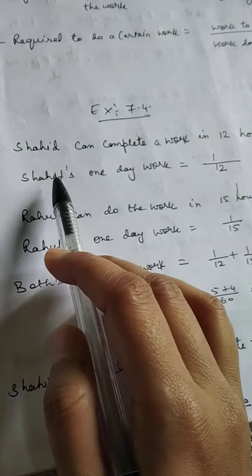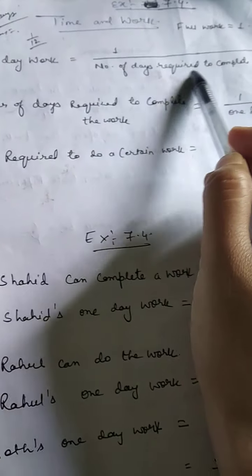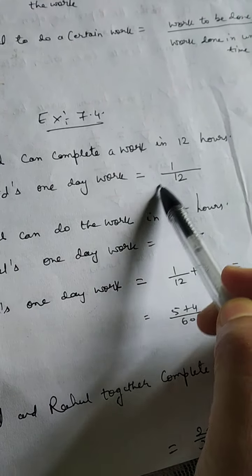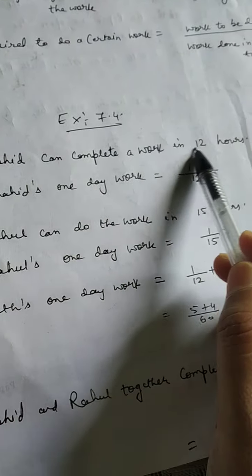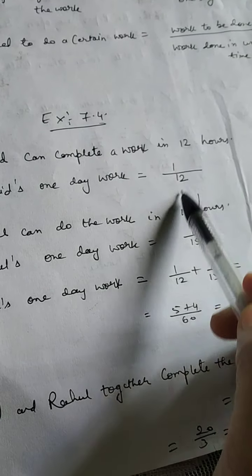I have written. Now Shahid's one day work. I told you one day work you have to find out. Then we will use this: 1 by number of days required to complete the work. So here Shahid's one day work is equal to 1 by number of days required to complete the work. And you know, number of days required to complete the work means Shahid is completing the work in 12 hours.